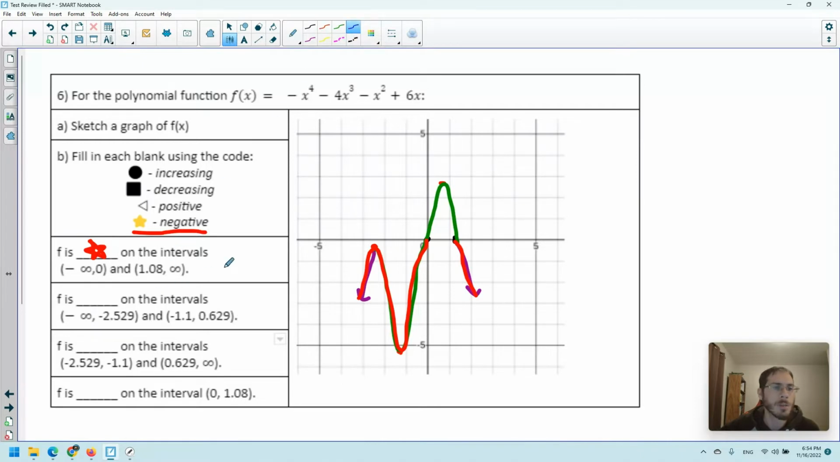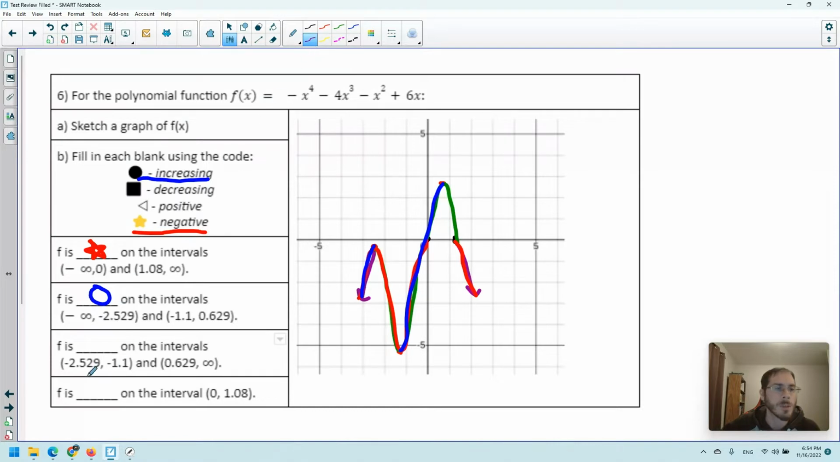Next part we want to look at, we want to go negative infinity to negative 2.529. So that's this part of the graph. And then negative 1.1 to 0.629. So that would be from here to here. So if we look at the blue parts are where we're going up and to the right. So if we're going up and to the right, those are the parts where we're increasing. So I'll do the circle for that one. So that one's going to be the circle.